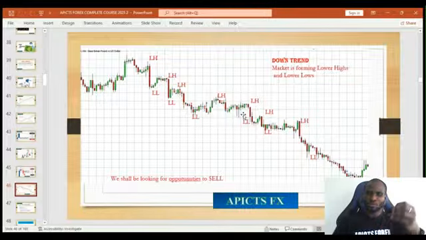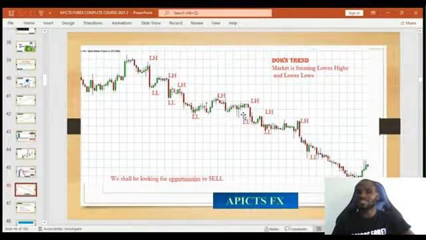So again, when the market is in a downtrend, you look for opportunities to sell. Just as I said earlier, the trend is your friend. If you make an enemy out of the trend, it's going to be your end. So you have to make sure that you are doing what the trend is doing. Is that okay? When the market is in a downtrend, you are looking for opportunities to sell.